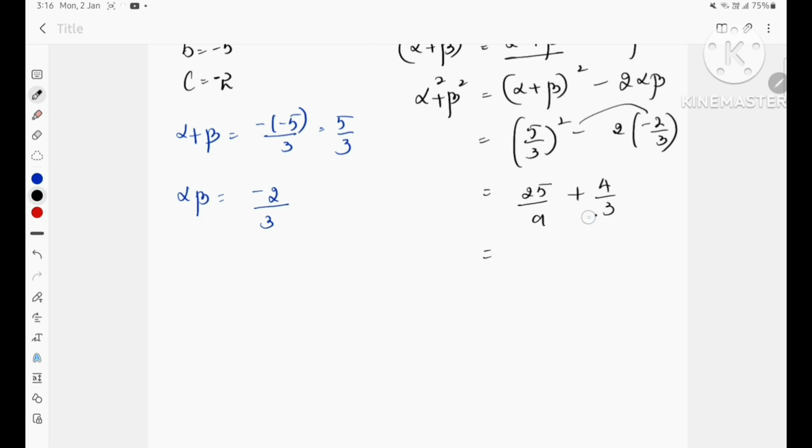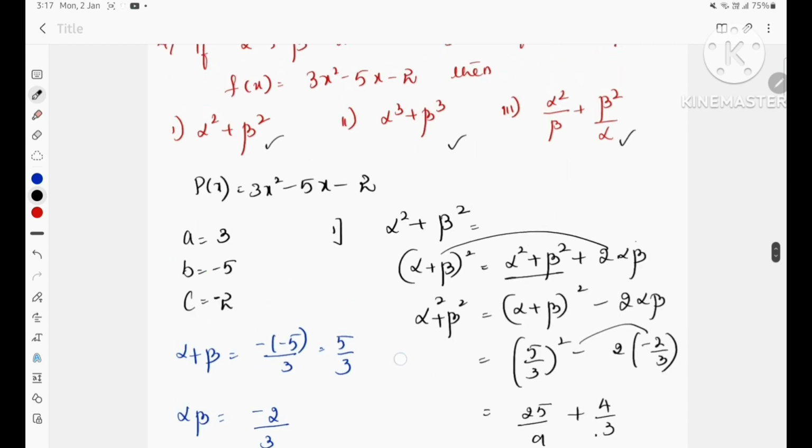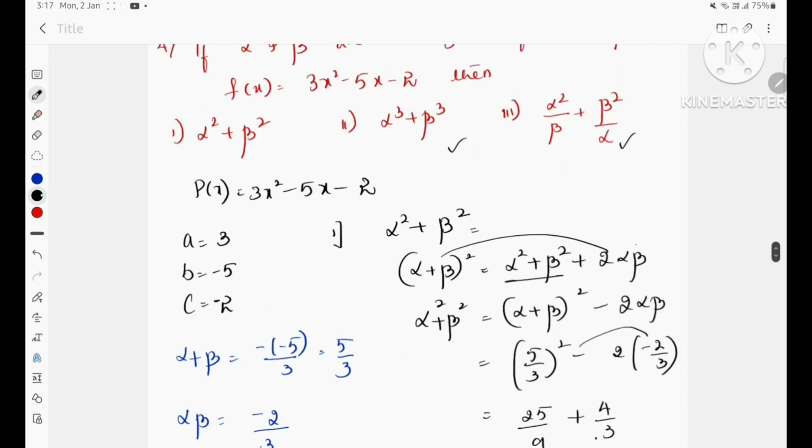So LCM will be 9. So of course, if you simplify these two fractions, you get 25 plus 12 by 9, that is 37 by 9. So first part of the question is done.